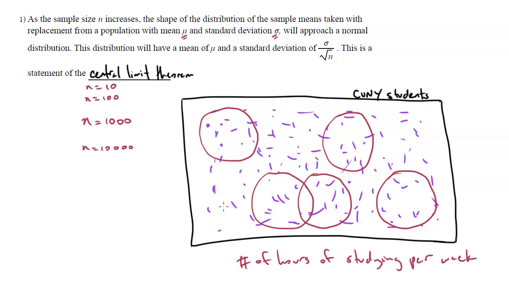Sounds kind of counterintuitive, but that's what the central limit theorem says. And that distribution of all those sample means, the mean is going to approximate the mean of the population, and the standard deviation is going to be sigma over the square root of n. This is also called the standard error of the mean. That's the central limit theorem.